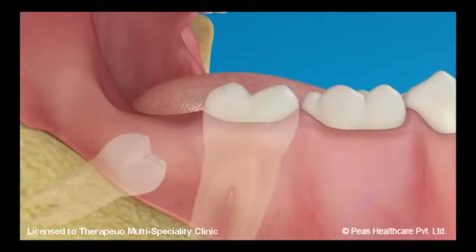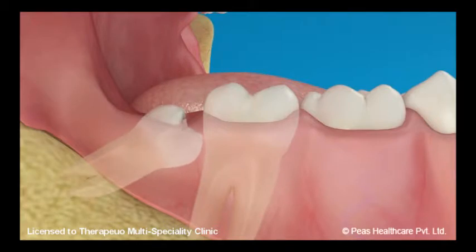Sometimes the jaw is not big enough to accommodate the last molar. As a result, these teeth erupt at an angle or fail to erupt fully in the mouth and get trapped under the gum and bone.